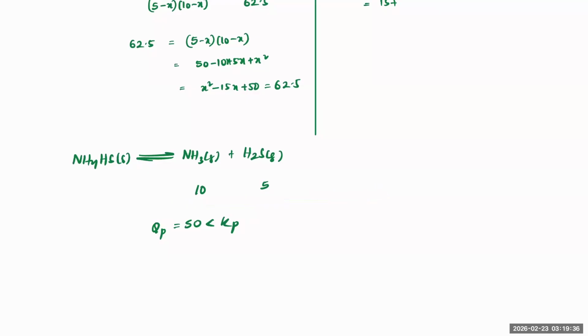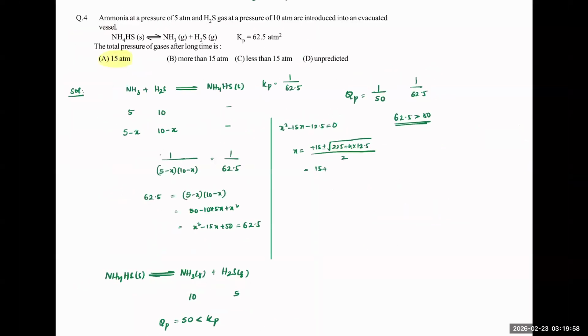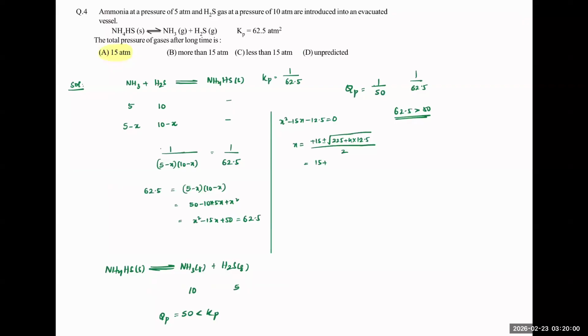But do you think you have a resource of ammonium hydrogen sulfide? No. So since there is nothing of ammonium hydrogen sulfide, do you think they will progress in the backward direction? Not at all. So which means what will be the amount? It will always remain 15 atm. So no reaction will take place here. So it will remain 15 atm. Clear? Everybody understood? So can you explain the last bit again?